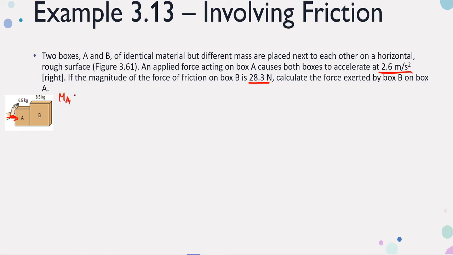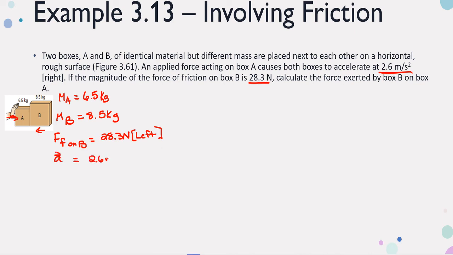So what do we know? We know our mass of A is 6.5 kilograms. Our mass of B is 8.5 kilograms. The force of friction on B is 28.3 newtons. Force of friction acts in the opposite direction, left, and your acceleration is equal to 2.6 meters per second squared. What we want to find is F B on A.